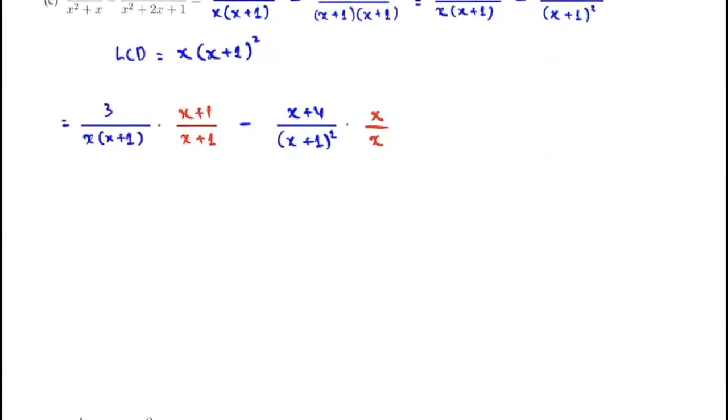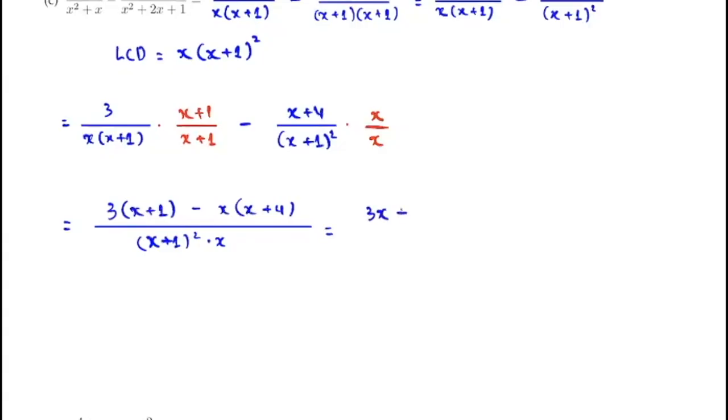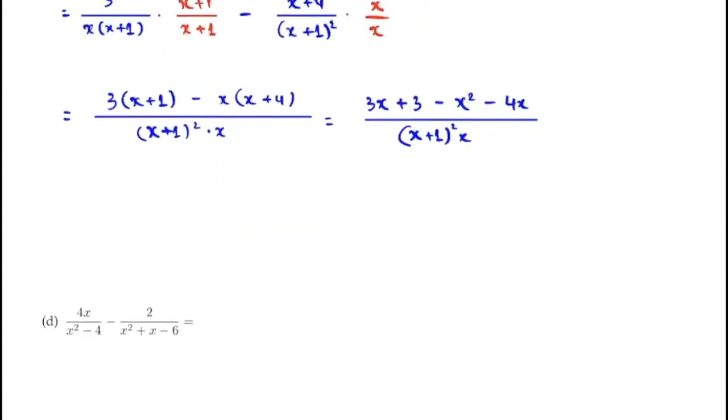Okay. Now you have the same denominator. Just combine the numerators together. So x plus 1 squared times x. Right, the numerator is 3 times x plus 1 minus x times x plus 4. Simplify the numerator as much as you can. So the numerator is 3x plus 3 minus x squared minus 4x. And the denominator is x plus 1 squared times x. And finally, you get negative x squared minus x plus 3 over x plus 1 squared times x.